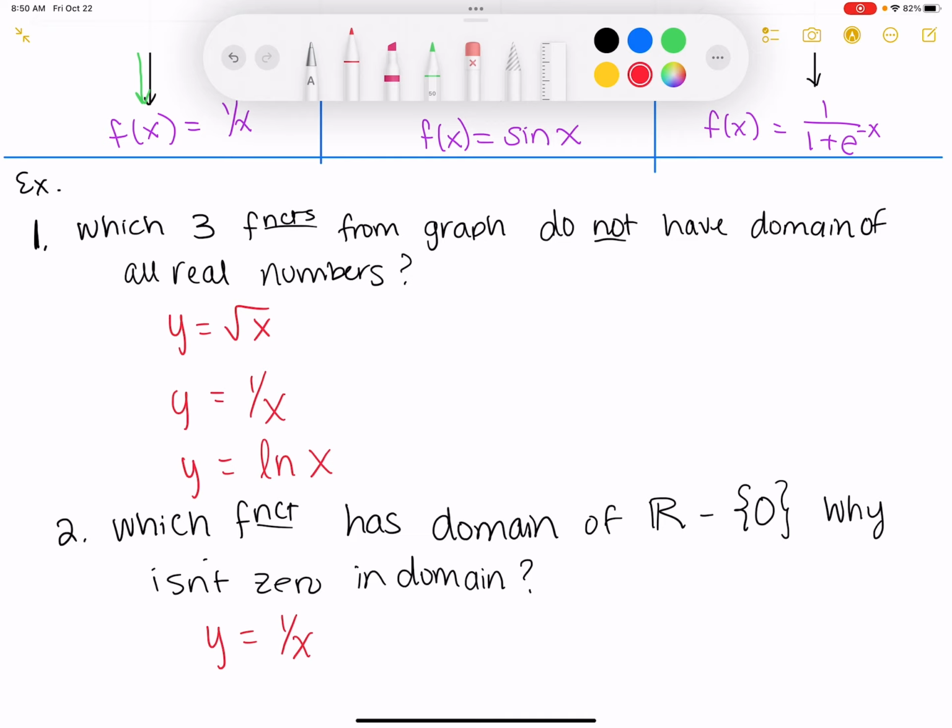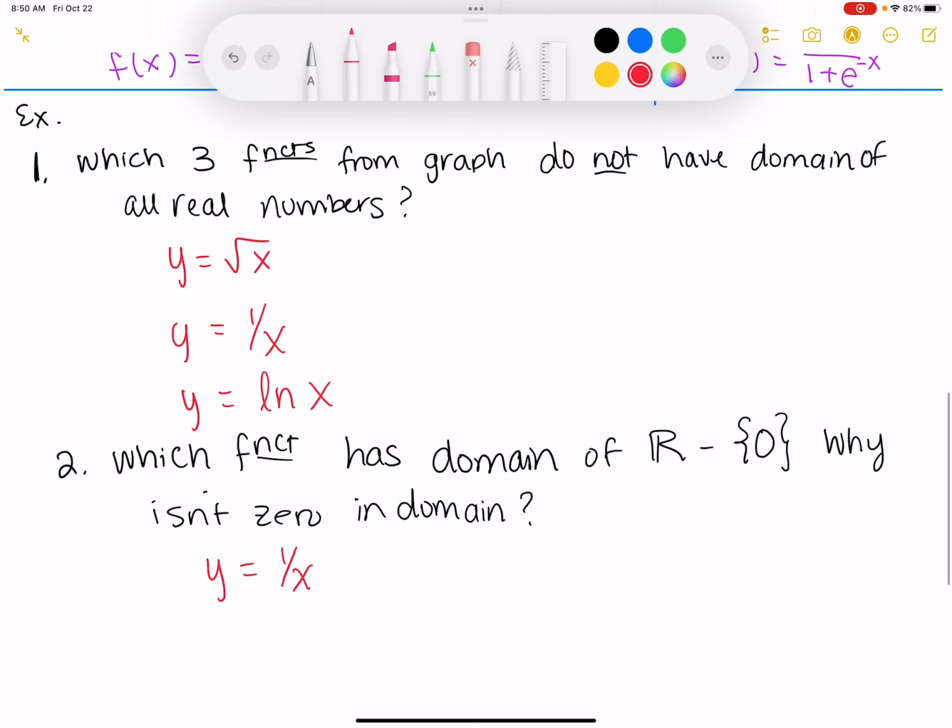So then you just need to look at which one of these doesn't have 0 in its domain. Why isn't 0 in the domain? It just skips it. What did we talk about yesterday? The denominator can't ever equal 0. Okay, it would be undefined there because there's a vertical asymptote at x equal to 0.